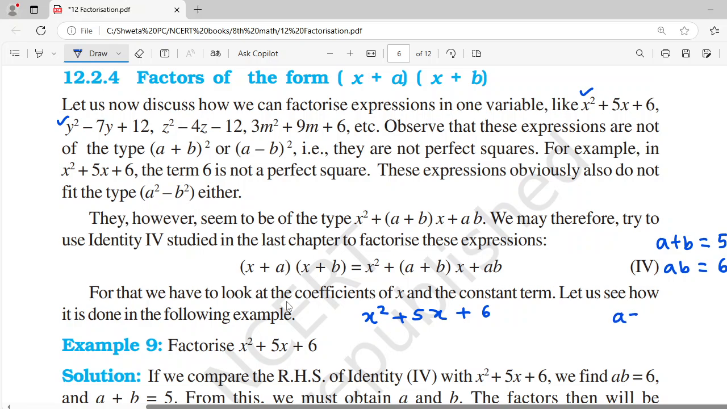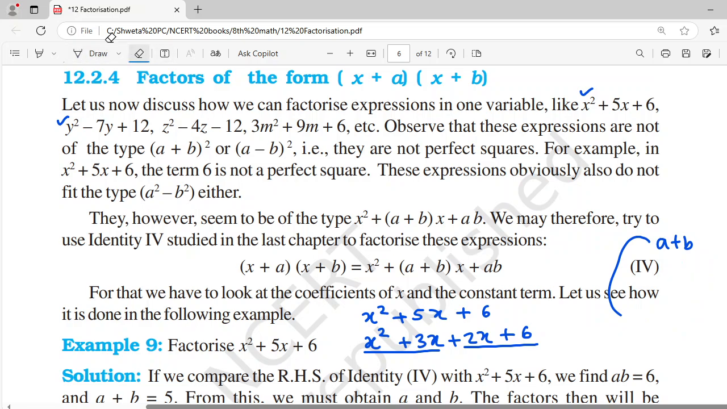Here we can find 2 and 3, a pair of numbers such that their addition is 5 and their product is 6. So we can write this expression as x² + 3x + 2x + 6. Now making groups of two terms, we can factorize it further.